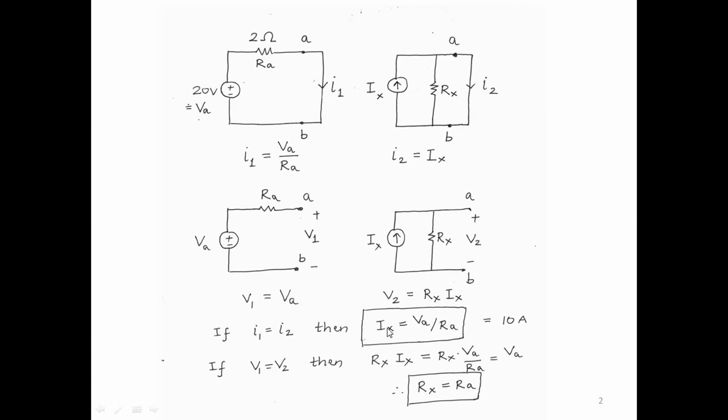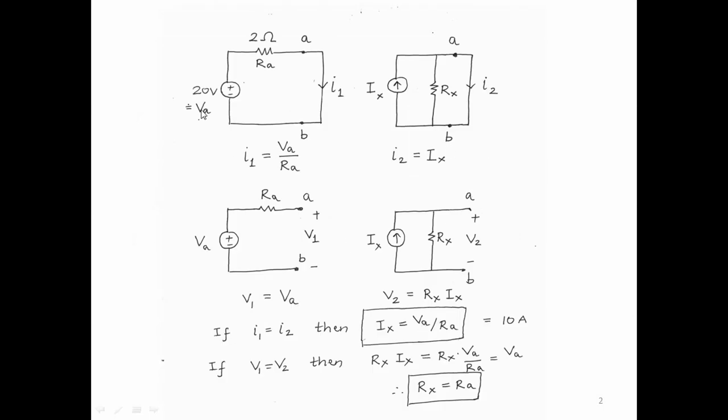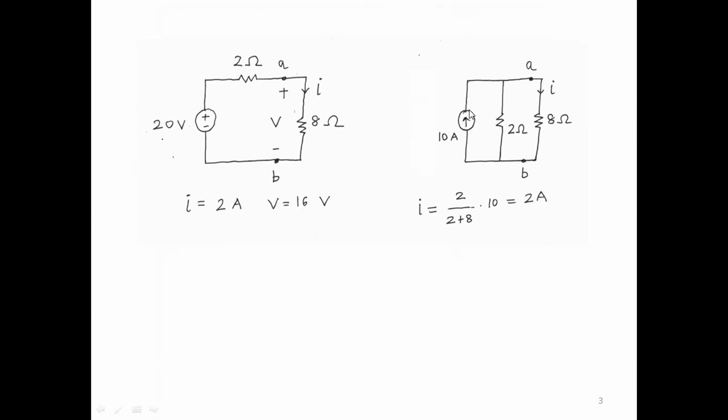So we say if Ix in this circuit is equal to VA by RA, and if Rx is equal to RA, then this current and this current are equal, and this voltage and this voltage are equal. Now let us take both these same networks and connect an 8 ohm resistor across them. So we have 20 volts 2 ohms. I'm sorry, we didn't put numbers. If VA is 20 volts and RA is 2 ohms, then Ix is VA by RA, which is 10 amperes, and Rx is the same as RA, so it is 2 ohms. So we have 20 volts 2 ohms and 10 amps 2 ohms.